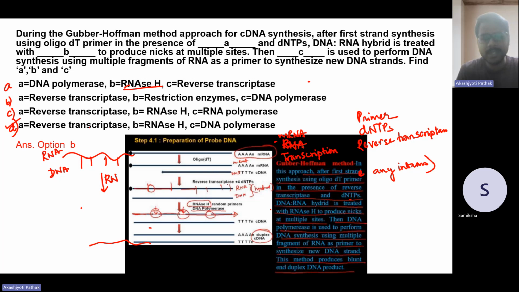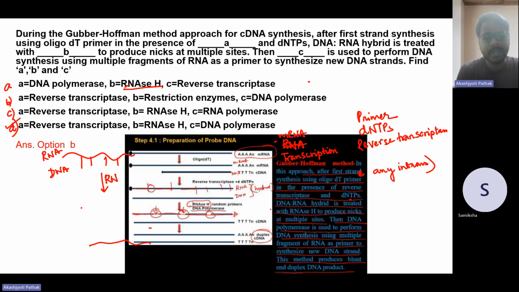And then you add reverse transcriptase and the four types of deoxynucleotide triphosphates. What are those? They are dNTPs: dTTP, dATP, dGTP, dCTP. Okay, we will add these, and then this reverse transcriptase will synthesize the DNA.